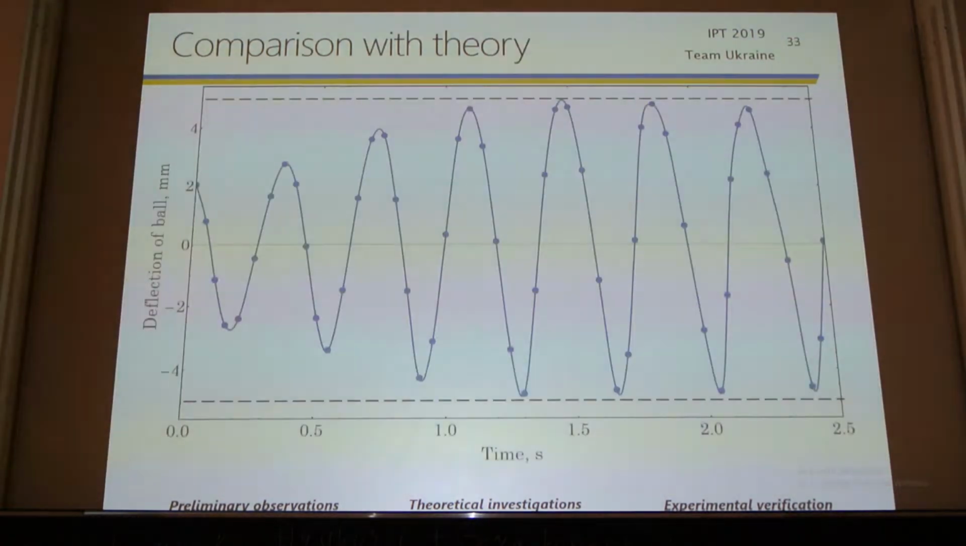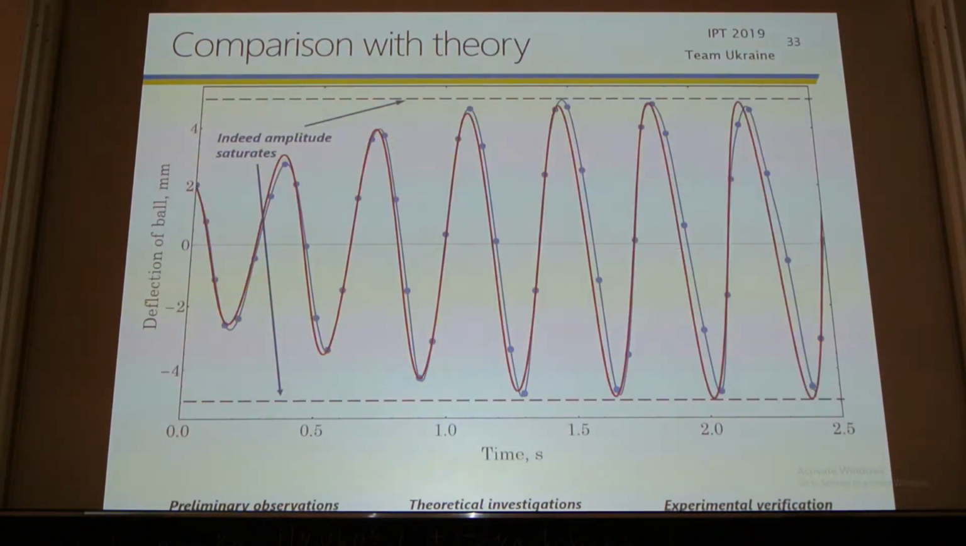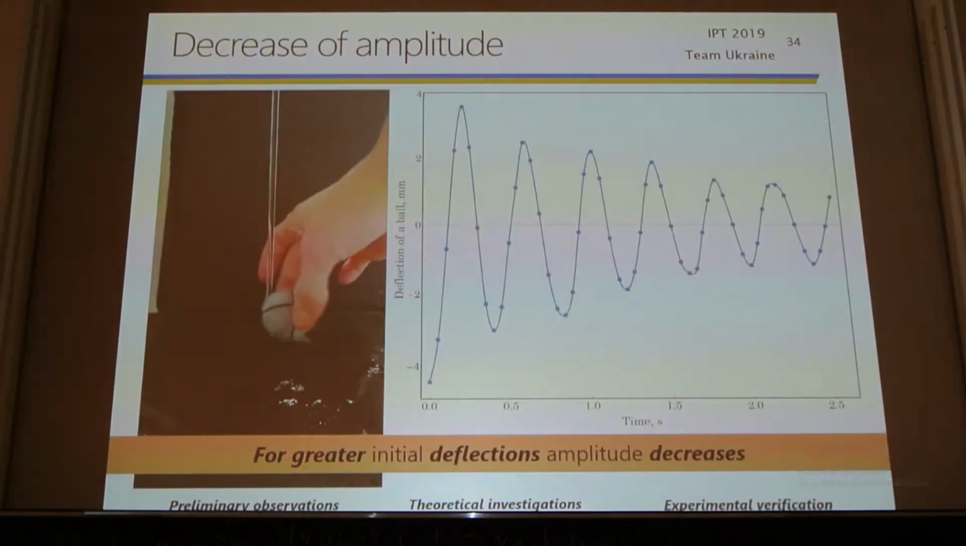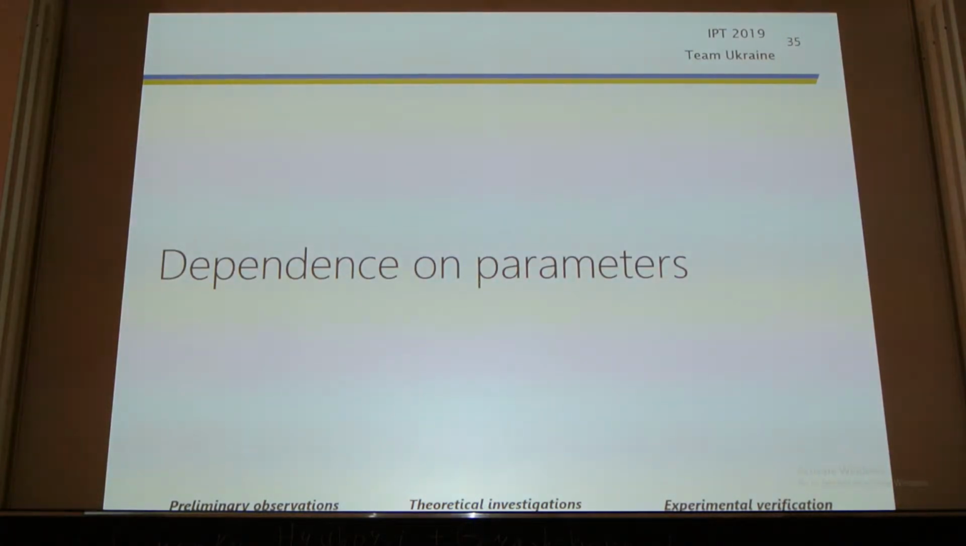Okay, here you can see the motion of this ball in the experiment, and we can observe how the oscillations become constant. Comparing it with our theory, we can see a good correlation. Here you can see the same for damping oscillations, how the damping oscillations become constant, as we said in our theory. And so now we can talk about the dependence on key parameters.